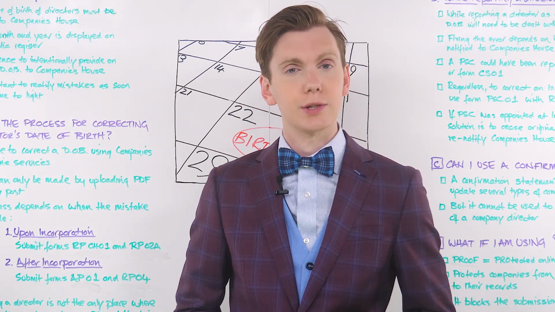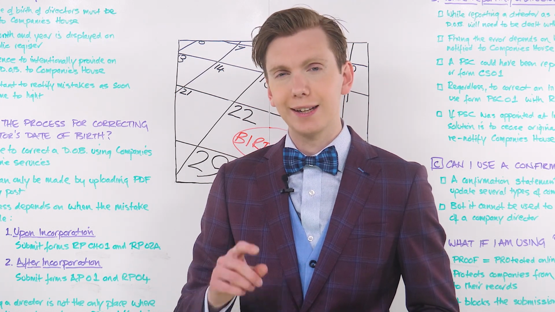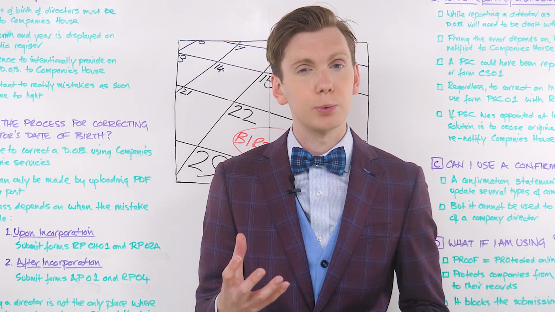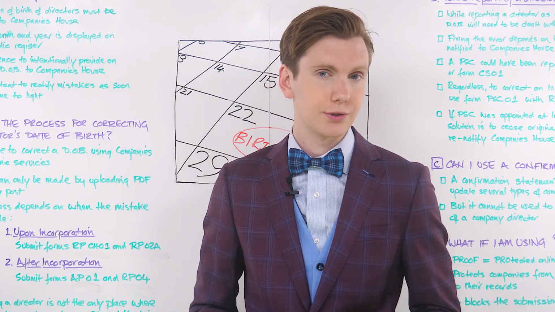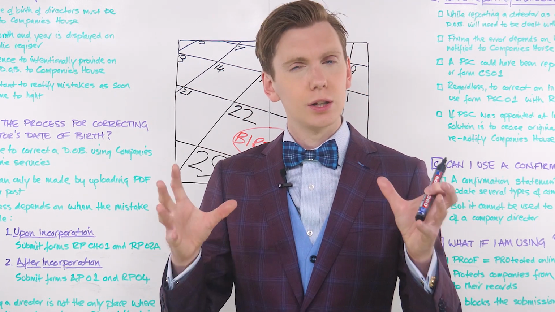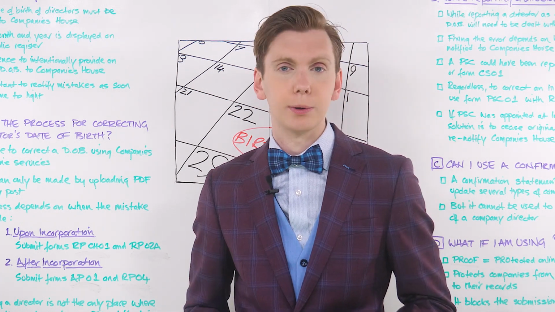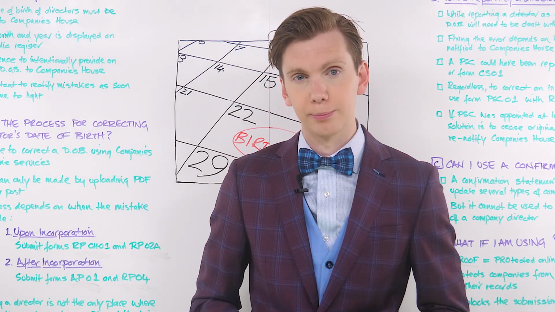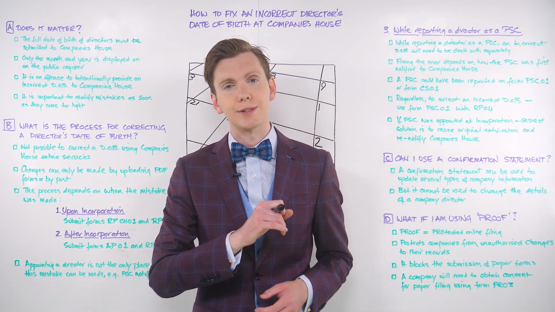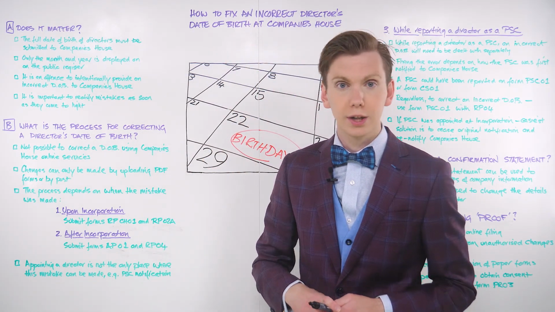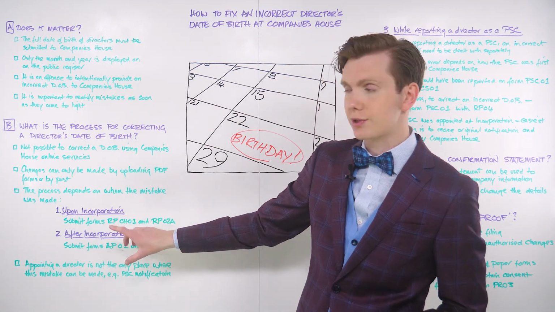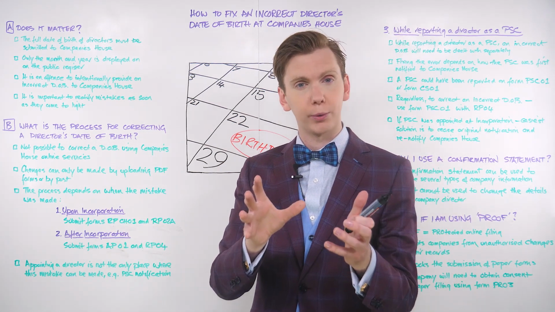Before we discuss the process for correcting a director's date of birth, it's worth pointing out that it's not possible for companies to change a director's date of birth using the Companies House online service. Instead, changes normally must be submitted either by uploading or posting the paper forms. Now, the process of correcting a date of birth is dependent on when the error actually occurred, and there are two distinct variations here.